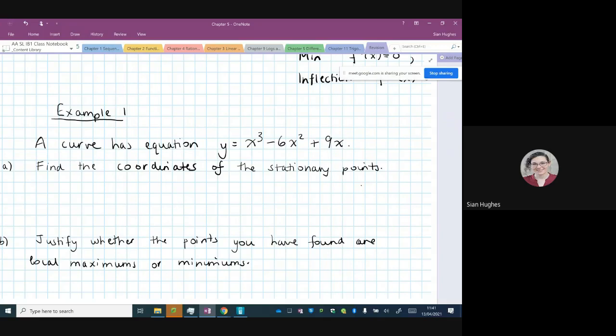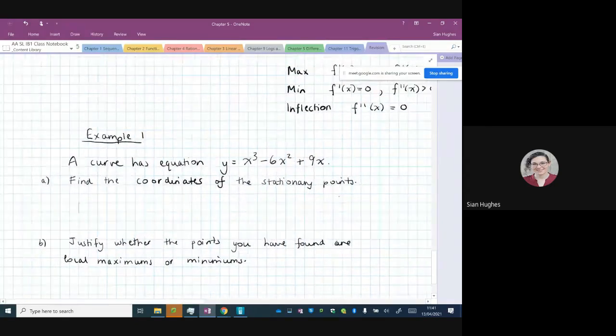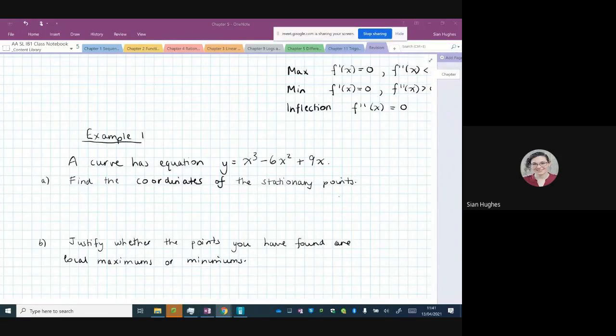Stationary points means maximums or minimums or possibly a stationary inflection. So what we want to do is to find the first derivative and set it equal to 0. Using that rule up there, for maximums and minimums, the first derivative is equal to 0. So we'll do that.